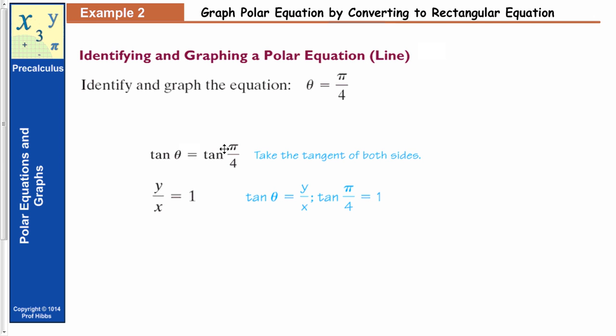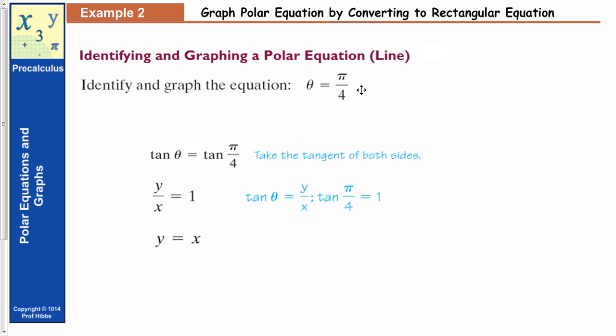And tangent of pi over 4, we would just calculate. I mean, if this was tangent of pi over 6, or if it's tangent of pi, or some such thing, then we would just convert whatever that value is. Tangent of pi over 4 happens to be 1. And so now we have an equation that is y over x is equal to 1. And we can make that look better by multiplying both sides by x.